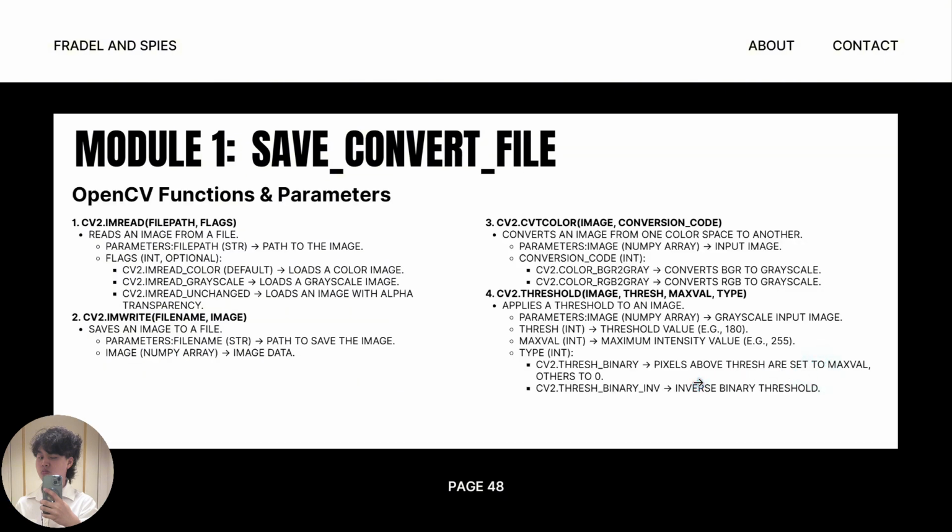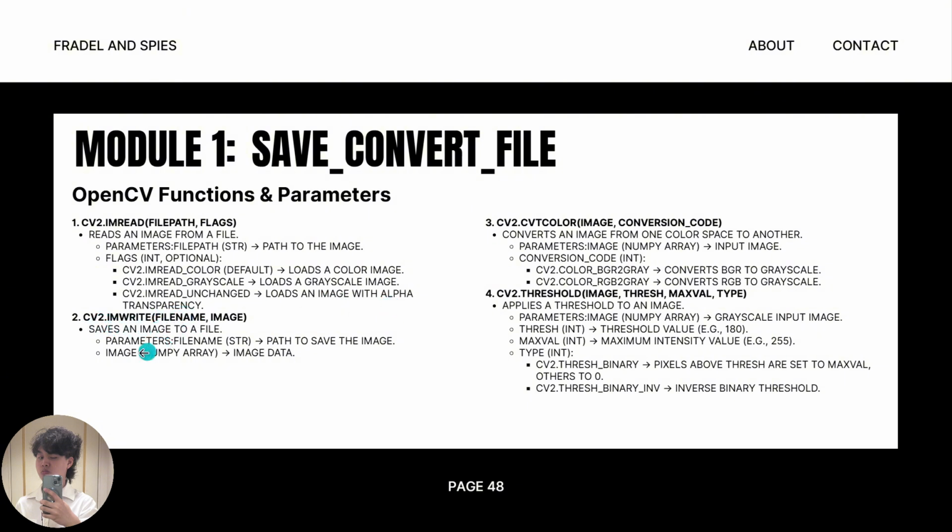For the OpenCV functions and parameters: cv2.imread reads an image from a file. The parameters are the file path to the image and an optional flag. cv2 color default: load color image, grayscale, load grayscale image, unchanged, load an image with alpha transparency.